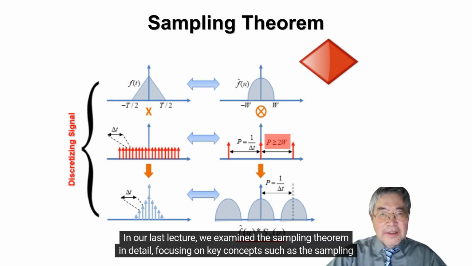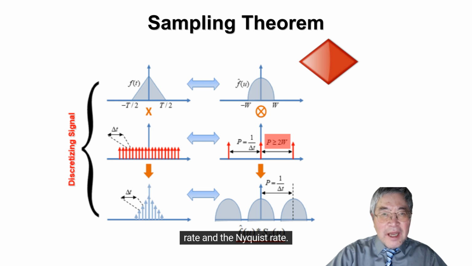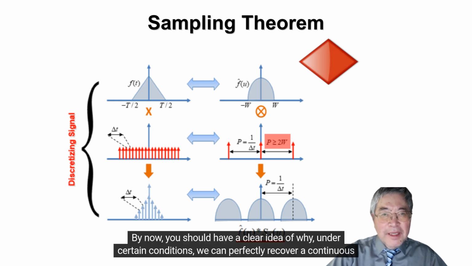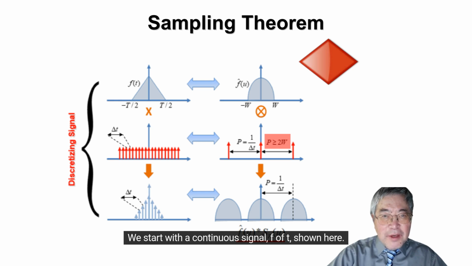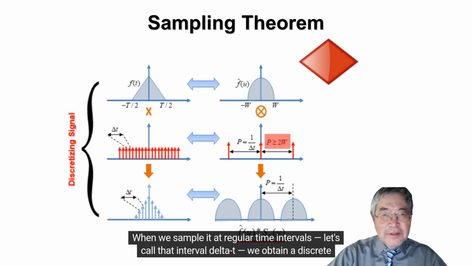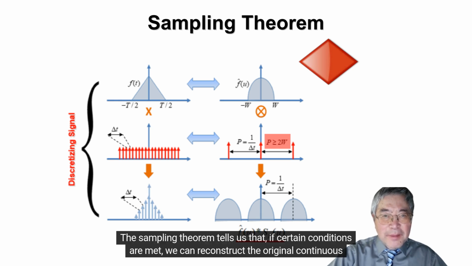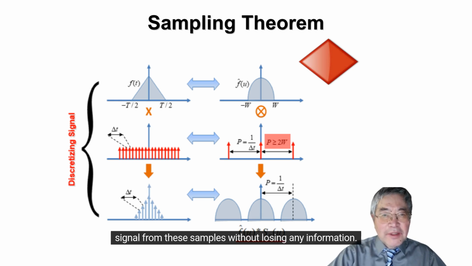In our last lecture, we examined the sampling theorem in detail, focusing on key concepts such as the sampling rate and the Nyquist rate. By now, you should have a clear idea of why, under certain conditions, we can perfectly recover a continuous signal from its sampled version. Here's the key idea. We start with a continuous signal, f of t, shown here. When we sample it at regular time intervals, let's call that interval delta t, we obtain a discrete sequence of values. The sampling theorem tells us that, if certain conditions are met, we can reconstruct the original continuous signal from these samples without losing any information.